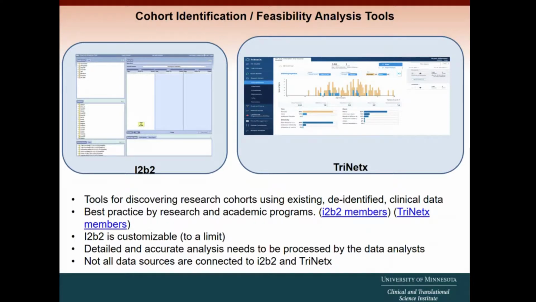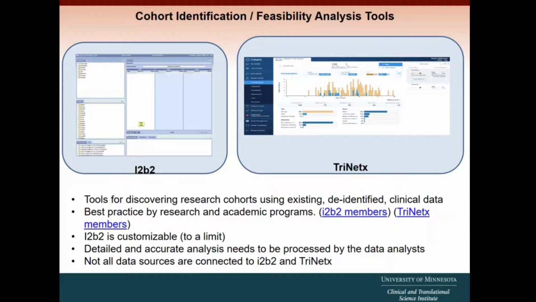How do you query the data in our environment? We have two tools, i2b2 and TriNetX. These are simple feasibility analysis tools. Not all data are connected to i2b2 and TriNetX. What we have done in the past is work with the department to tell us how i2b2 should be enhanced. We have departments who initially came to us saying i2b2 just generates wrong numbers. And that's the requirement we get from you.